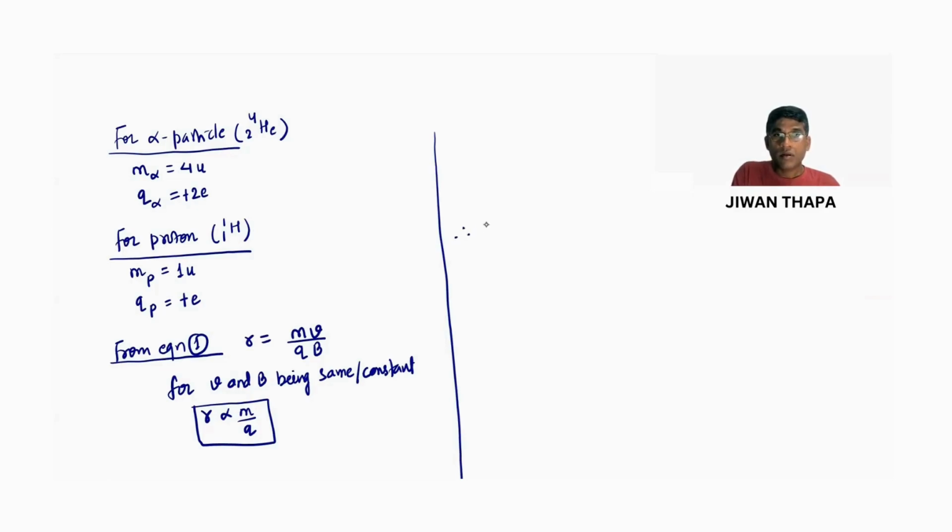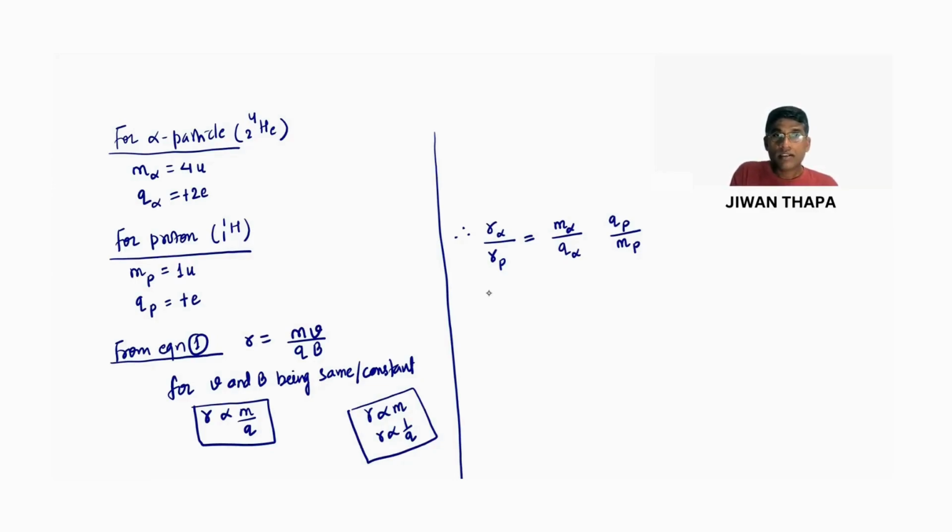Therefore, we can write R for alpha divided by R, that is radius, for proton, equals mass of alpha by mass of proton, times charge of proton by charge of alpha. We find radius is directly proportional to mass and radius is inversely proportional to charge. So we are using this concept.